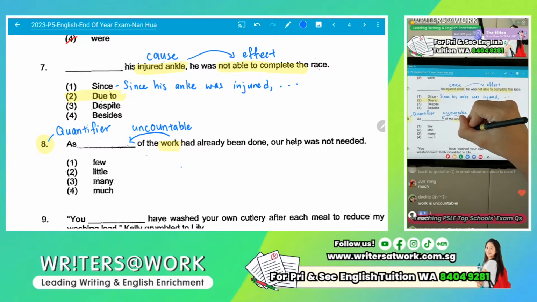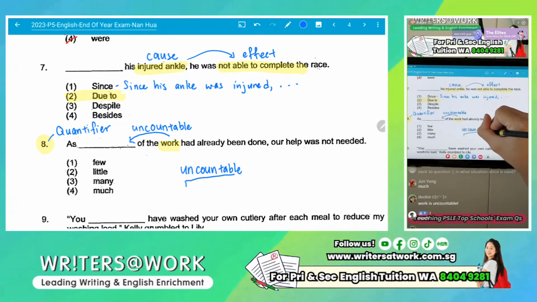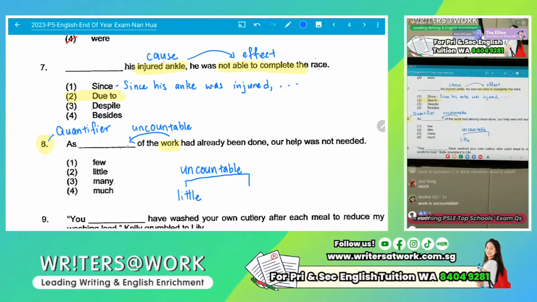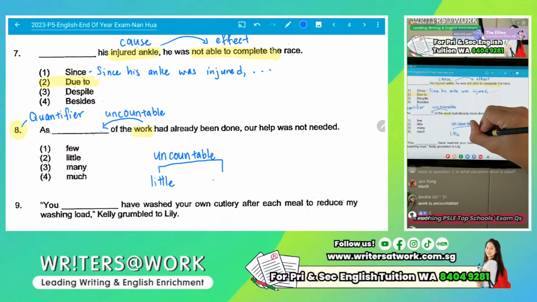So on the topic of uncountable nouns, on the sliding scale of uncountable nouns, when you have a small amount, a tiny amount of an uncountable noun, you use little, right? There's little water left in my water bottle. Okay, there's little time left in this exam. So for uncountable nouns, a small amount would be little. On the other hand, all the way to the other extreme, we have a large quantity of an uncountable noun. You use much.